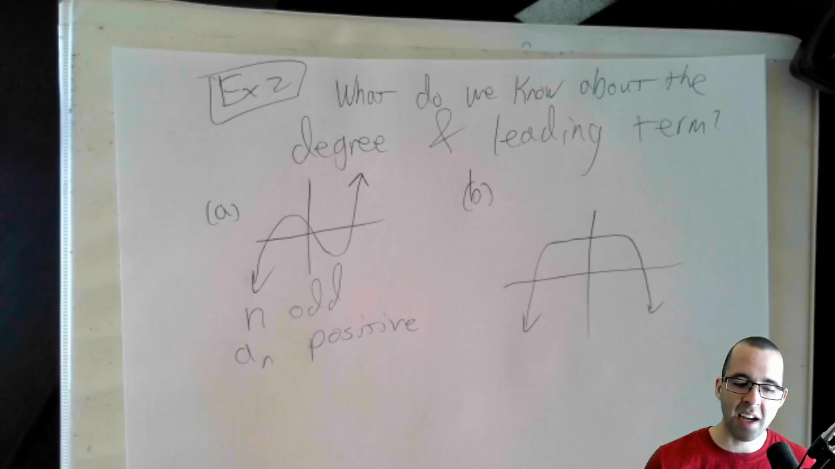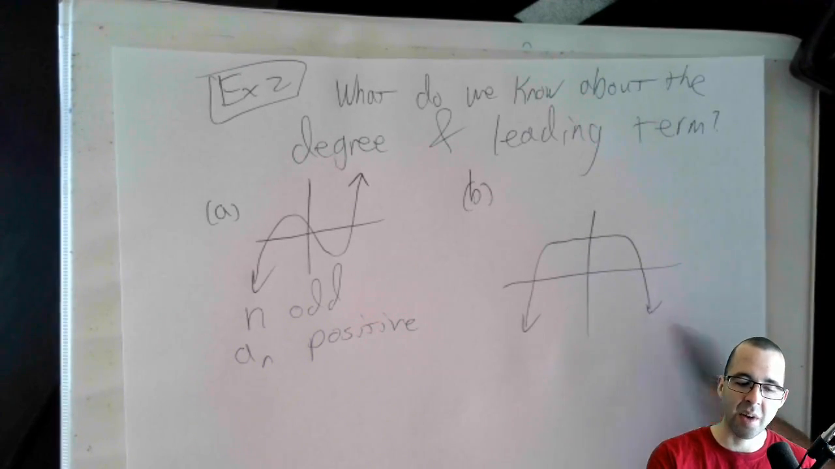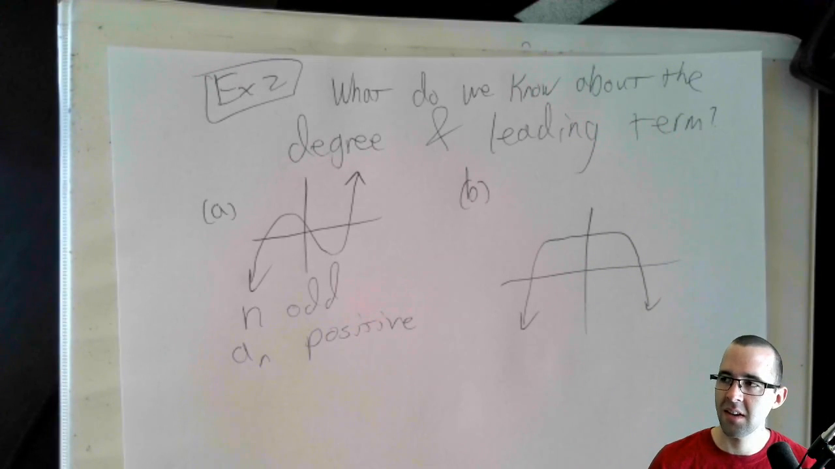We know that they're going the same direction on the left and the right. We know that on the right, it's going down. Same direction means it's actually going to be even.